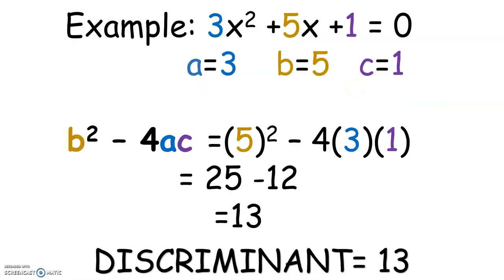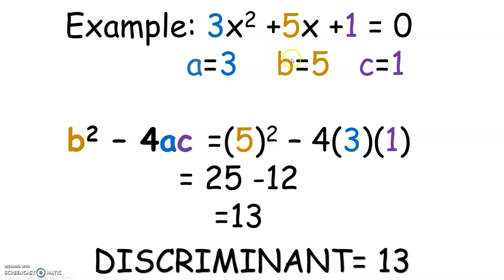So let's go ahead and try our first example. If I have 3x squared plus 5x plus 1 equals 0, I first start by making sure that my whole equation is in standard form. When I'm in standard form, that means everything is on the left side and the only thing on the right side is a 0. So let's start breaking down each value. My A term is 3, my B is 5, and my C is 1.